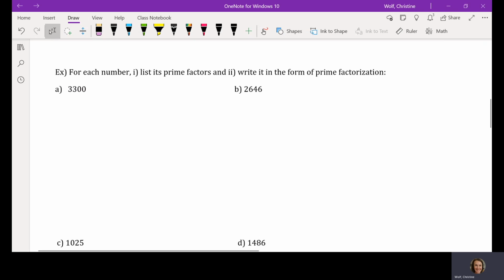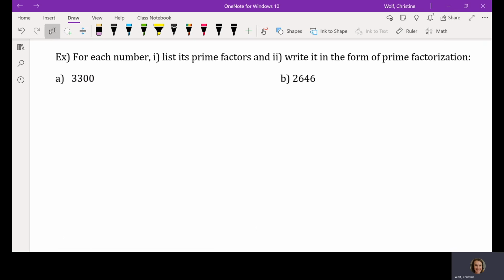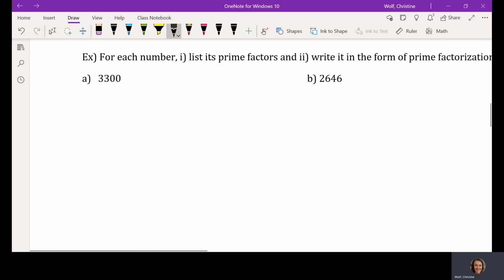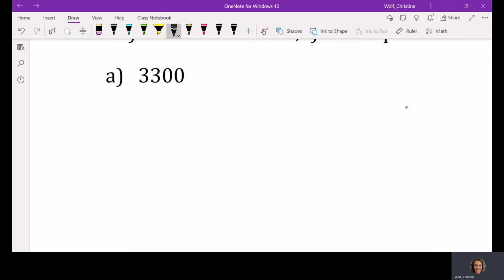So in order to do this, what we have to do is we're going to create like a tree. So I'm just going to zoom in here for 3300. We're going to create a tree. And what we do is we start with asking, what is a way to multiply two numbers together and get 3300? 3300 is a huge number. There are tons of ways to multiply two numbers together and get 3300 as the result. You just have to pick any one you want.